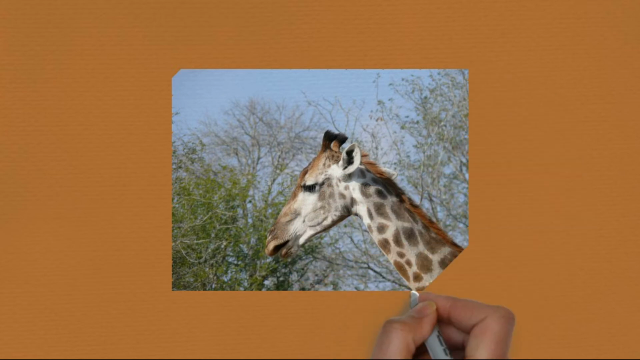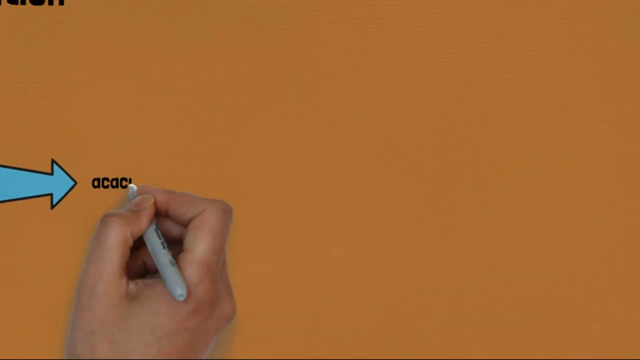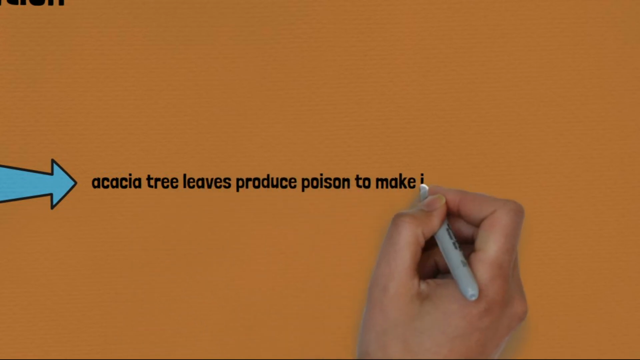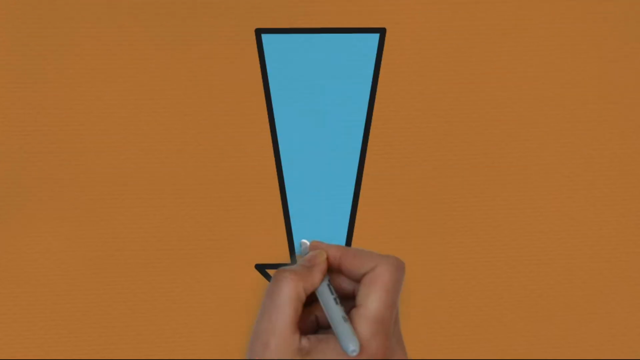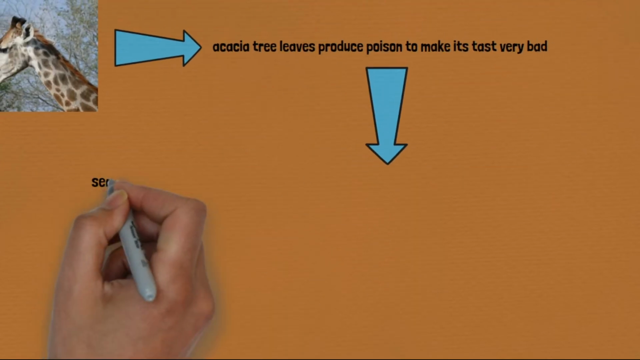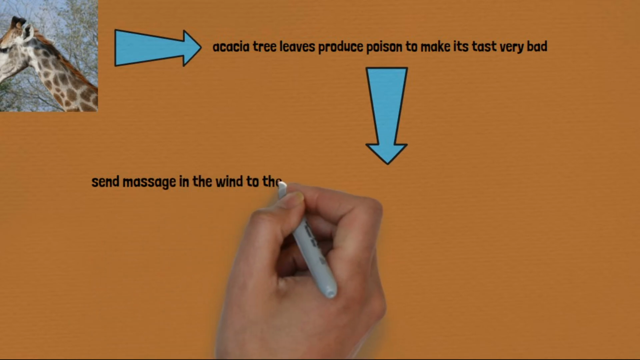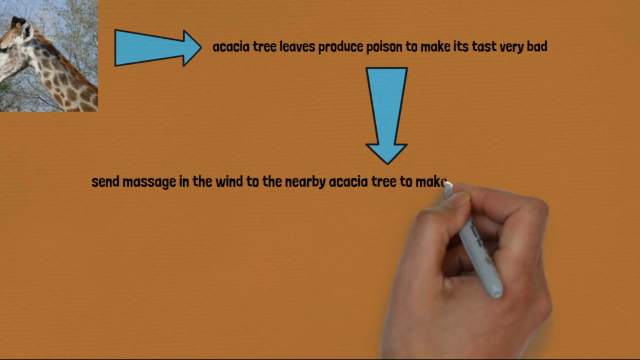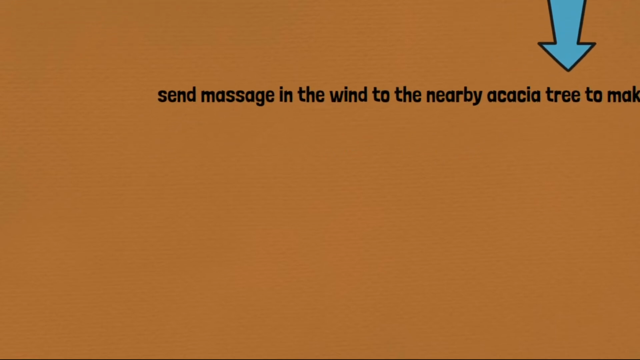Behavioral adaptation. Acacia tree produces a substance called poison to make its taste very bad, so animals can't eat it. After that, the acacia tree sends messages in the wind to the nearby acacia trees to tell them that now we have to produce poison.